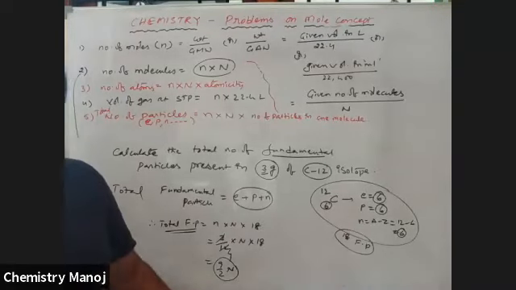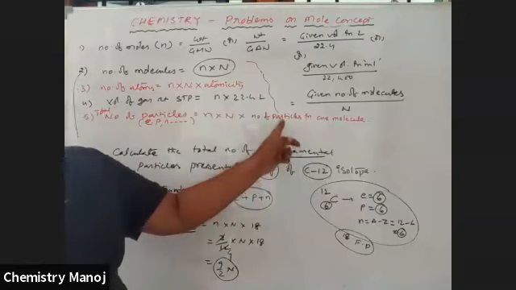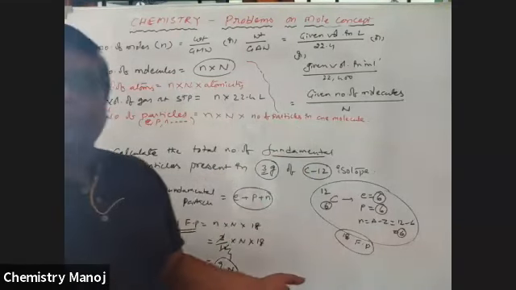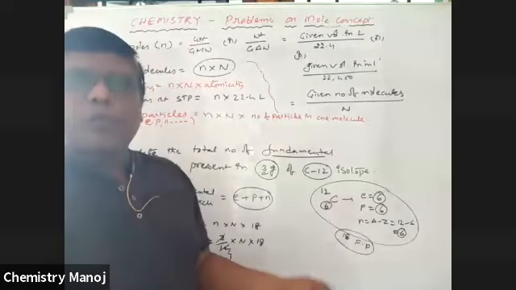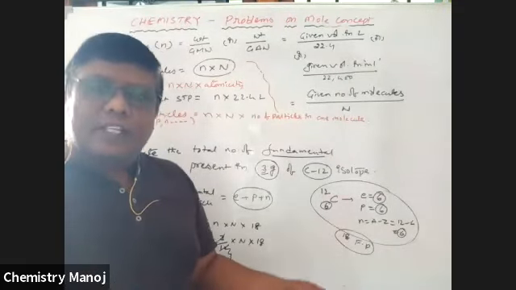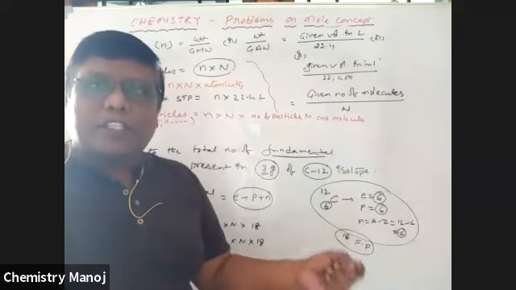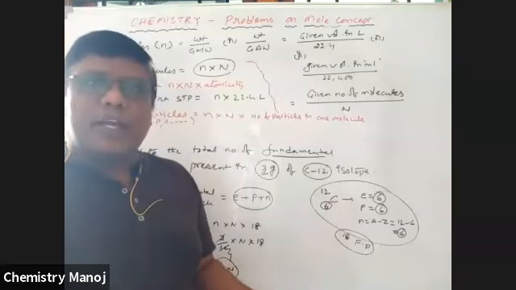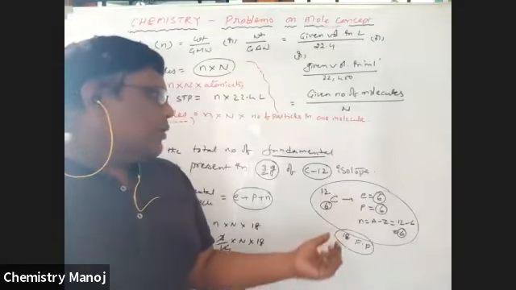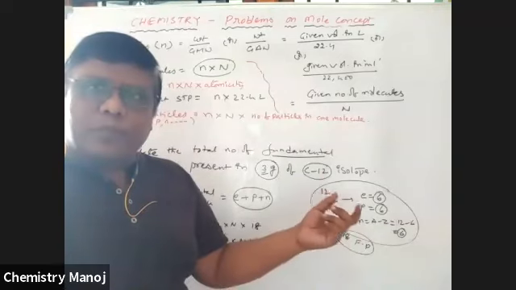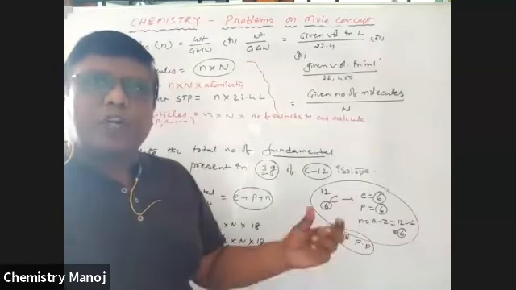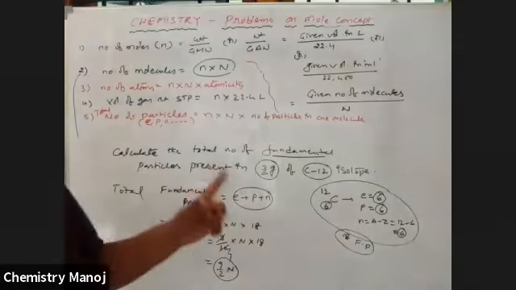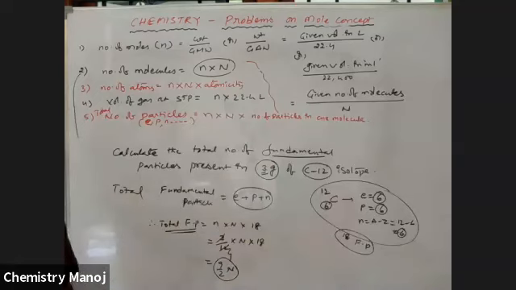So is this clear? If you want electrons, use electrons here. If you want protons, use protons here. If you want nucleons, protons and neutrons are present inside the nucleus, that's why these are called nucleons. So nucleons means just protons plus neutrons. If you want fundamental particles, protons plus neutrons plus electrons. Okay, so please be careful. This is all very important.